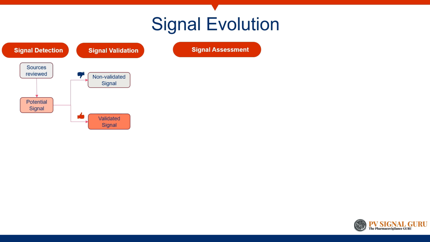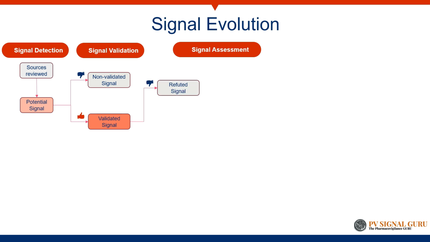As I said, a validated signal is subjected to further evaluation where all available evidence is thoroughly reviewed. The goal is to determine whether there are new risks causally linked to the active substance or medicinal product, or if known risks have changed. This comprehensive review may include non-clinical data like preclinical studies, clinical data, trials, real-world evidence, or other sources of information.